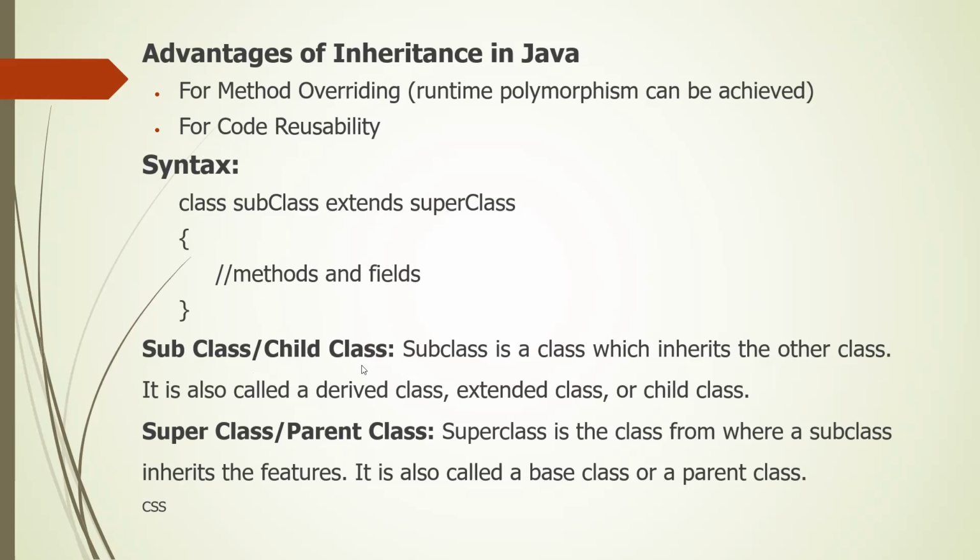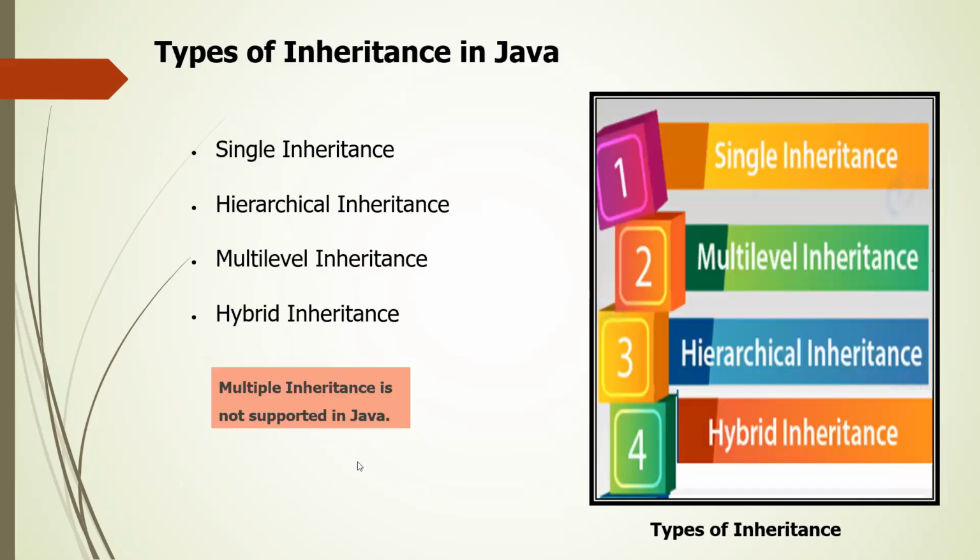What is a subclass or child class? A subclass is a class which inherits from the other class. It is also called a derived class, extended class, or child class. Then superclass or parent class: a superclass is the class from which a subclass inherits the features. It is also called a base class or a parent class.